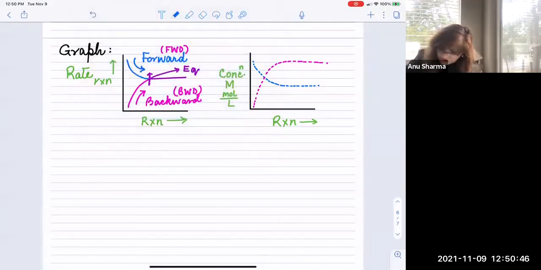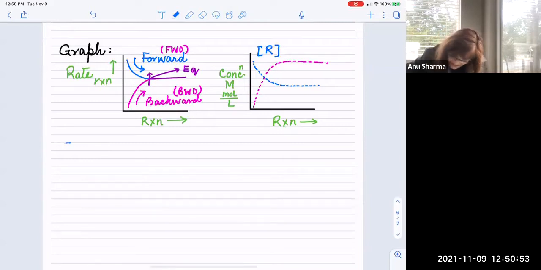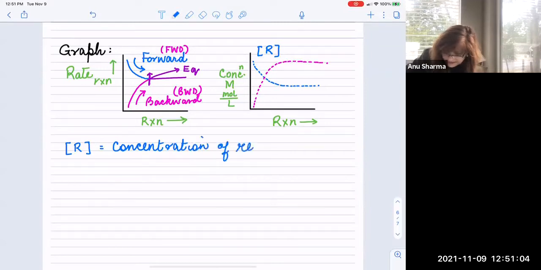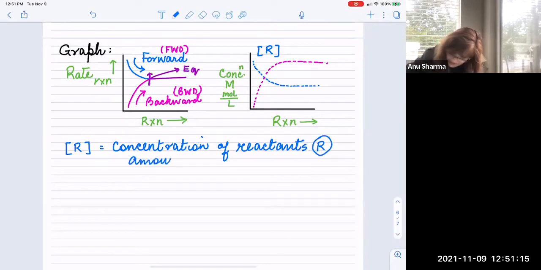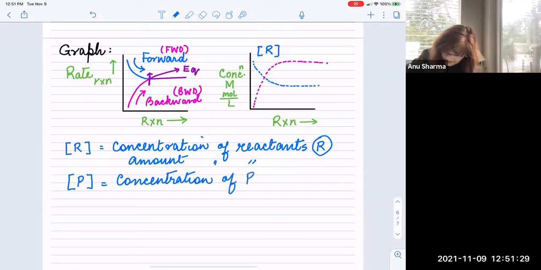The top one is the concentration of the reactants. Remember, the concentration of the reactants is in square brackets, and square bracket R means the concentration or amount of the reactants. That concentration means the amount of reactants. And square bracket P means the concentration or amount of the products. Products are shown as P, and this also means the amount of products formed.